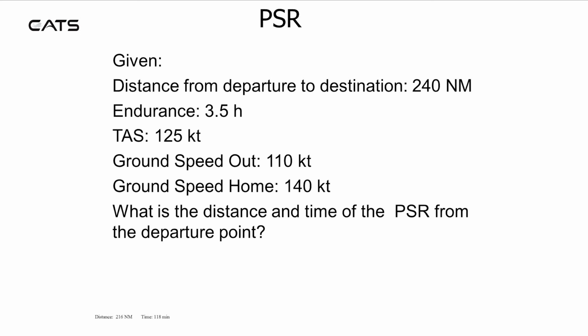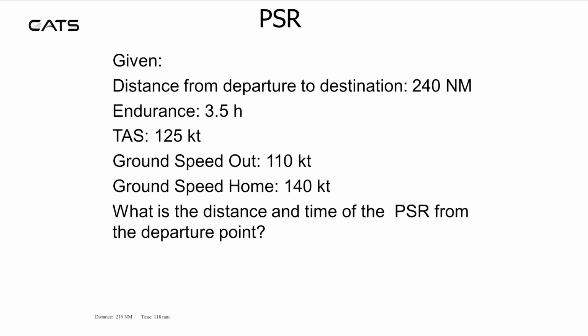The distance from departure to destination is 240 nautical miles. Endurance 3.5 hours. TAS 125 knots. Ground speed out 110 knots. Ground speed home 140 knots. What's the distance and time of the PSR from the departure point?